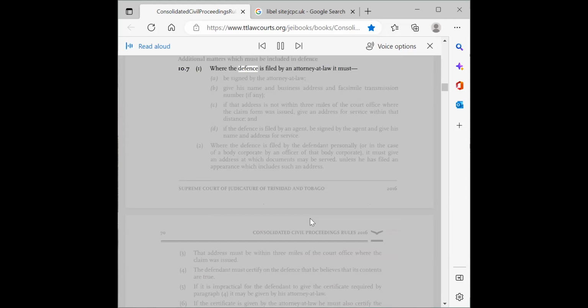10.7. 1. Where the defense is filed by an attorney at law, it must a. be signed by the attorney at law, b. give his name and business address and facsimile transmission number, if any. c. If that address is not within 3 miles of the court office where the claim form was issued, give an address for service within that distance. And d. If the defense is filed by an agent, be signed by the agent and give his name and address for service. 2. Where the defense is filed by the defendant personally, or in the case of a body corporate by an officer of that body corporate, it must give an address at which documents may be served, unless he has filed an appearance which includes such an address.